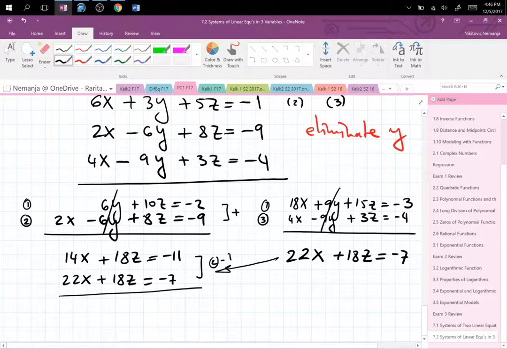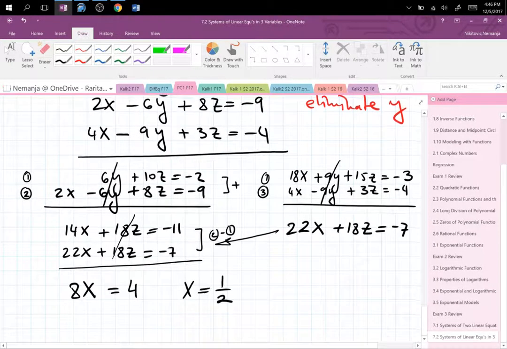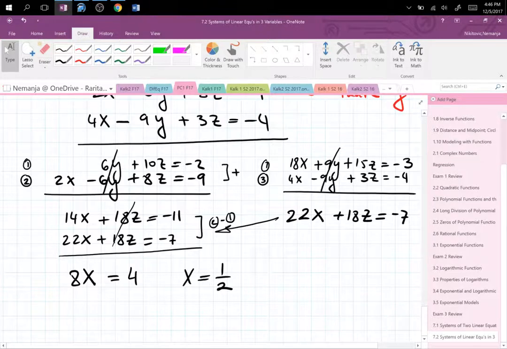equation 2 minus equation 1, to get 18 minus 18 on z, right? So equation 2 minus 1, so 22 minus 14 is 8x, z's cancel, and then equals -7 plus 11, because we are subtracting. -7 plus 11 is 4. So x is equal to 1/2. So now that I have that x is equal to 1/2, I can use any of the two equations to come up with z.